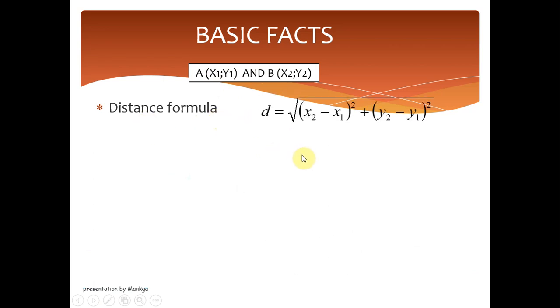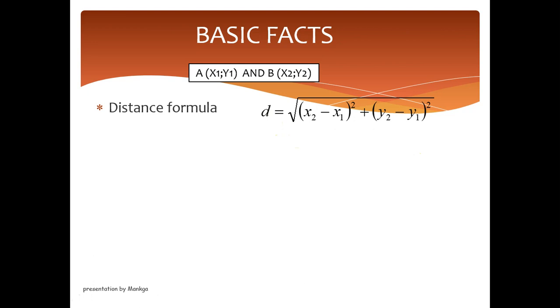Distance formula. This is the formula for distance. We use this formula to calculate the distance between any 2 points. Substitution. We take those 2 points. When you're given 2 points, you simply substitute into the formula. You simplify, you get the final answer. The distance between any 2 points is measured in units.